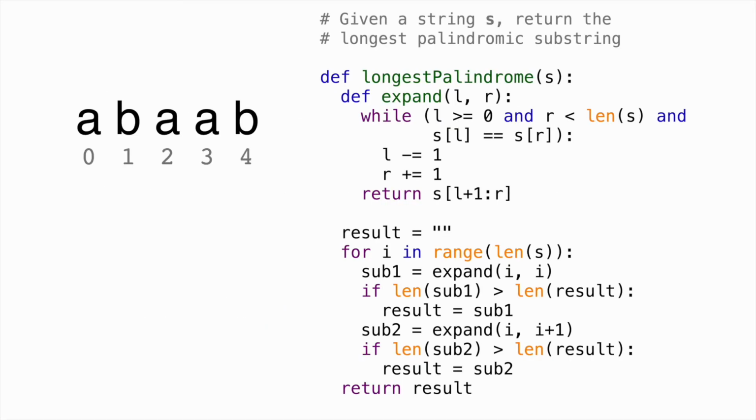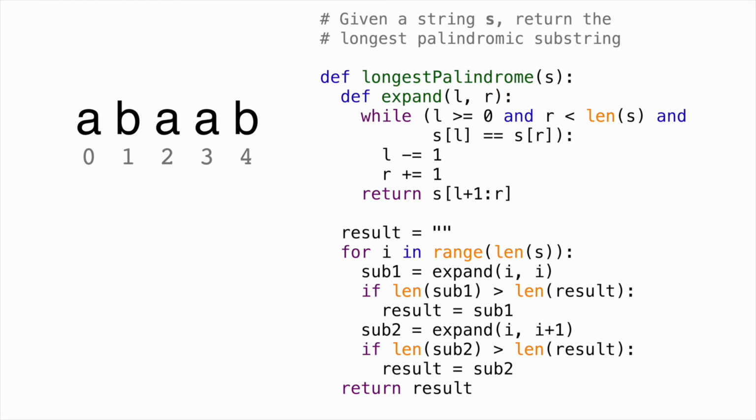Let's say ABAAB is our string. First, let's define a helper function called expand that will take in two indices that represent the center of the substring, and will expand outwards to find the longest palindrome from that center. We'll come back to this later when we use it.